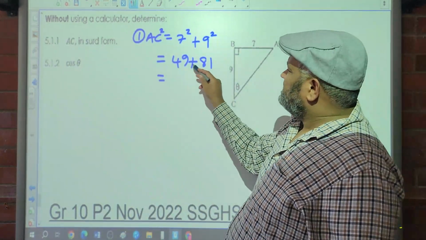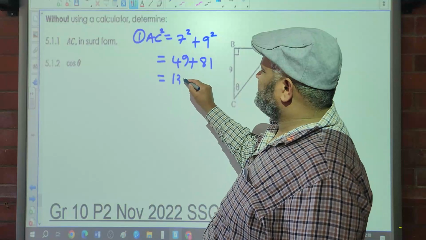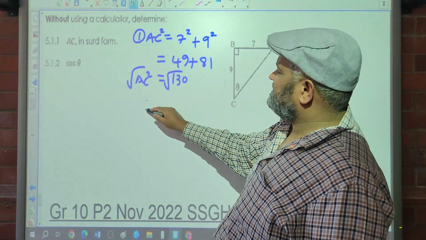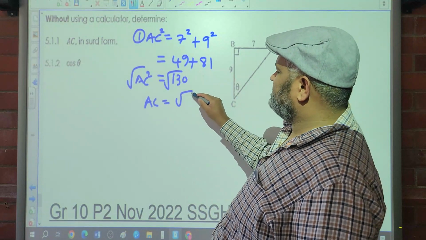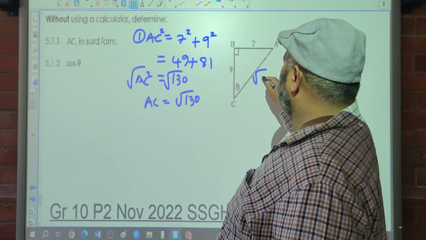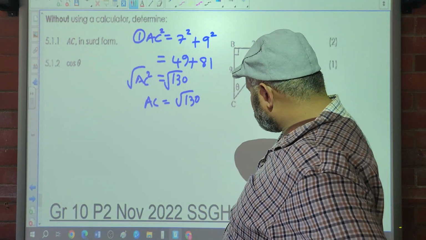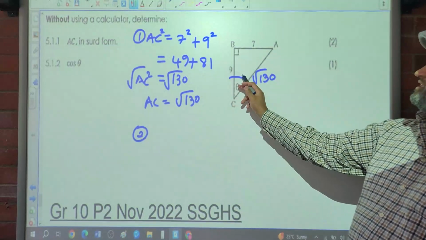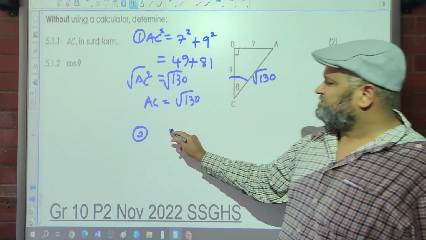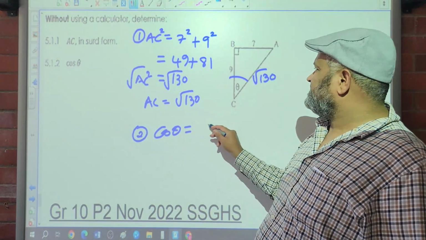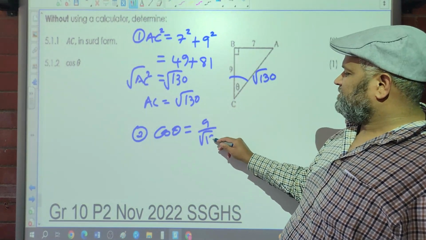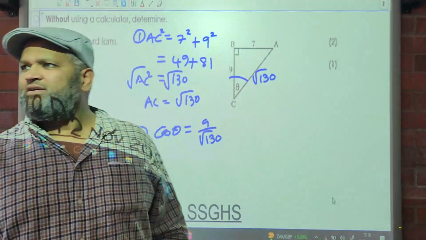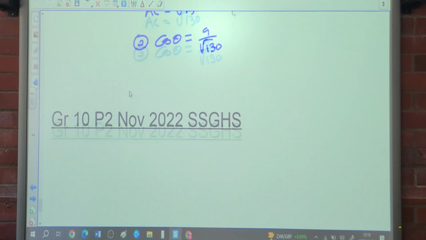Okay. It's going to give you 130, not so? Yes, sir. So to get AC on its own, I square root both sides. So AC works out to the square root of 130. Then he says cos of theta. People, here's theta. Cos is adjacent over hypotenuse. So cos of theta is going to be 9 over the square root of 130. Okay, any confusion there? No?